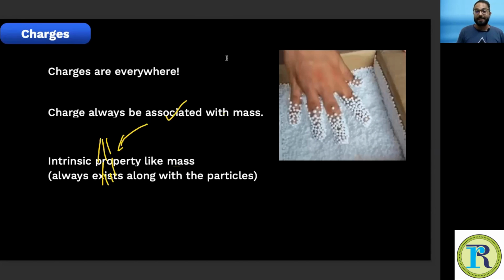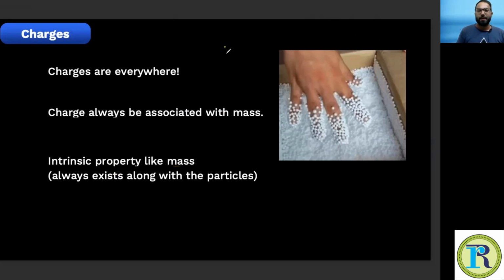I think all of you have done this experiment directly or indirectly. But in your childhood days, I think you were amazed why all these very light things are attracted towards your hand. It is because of charge only. Charges are present everywhere.